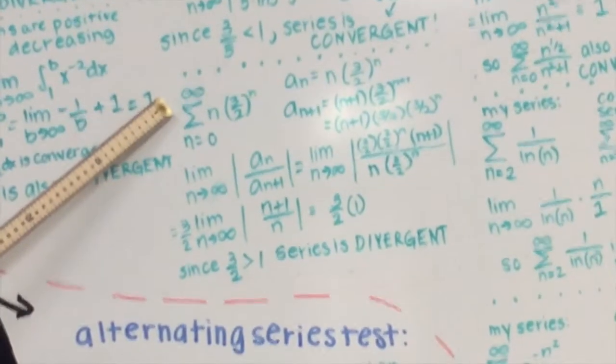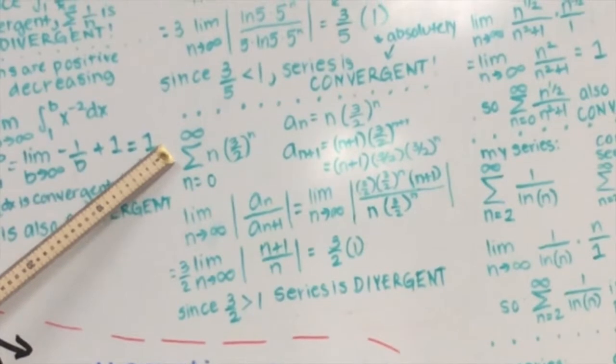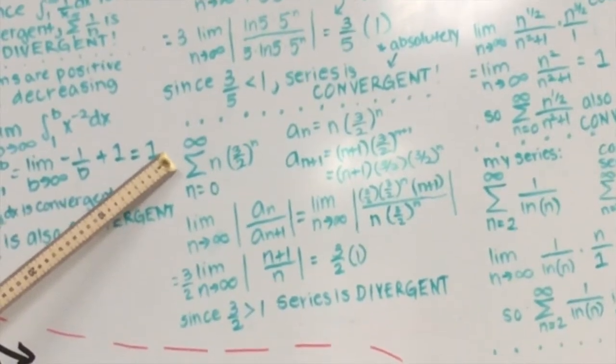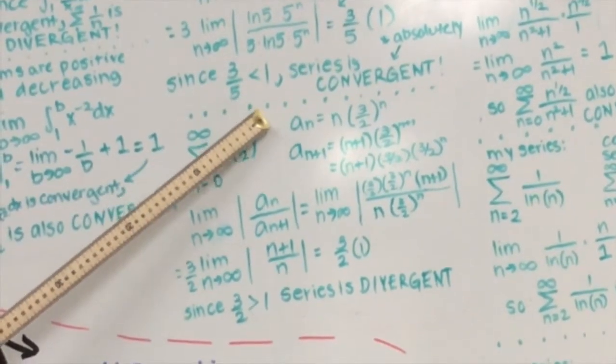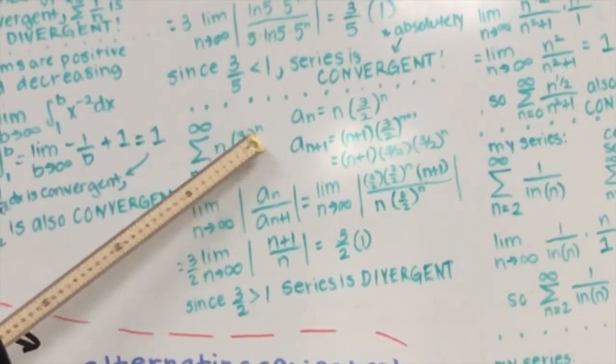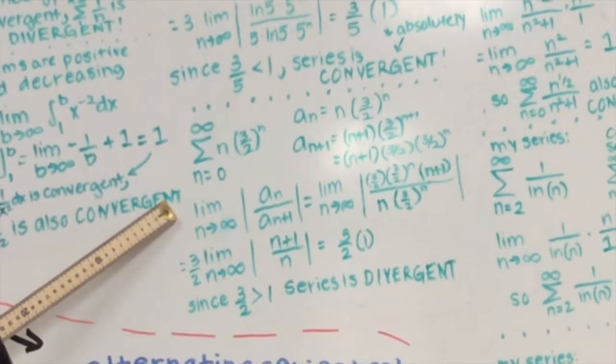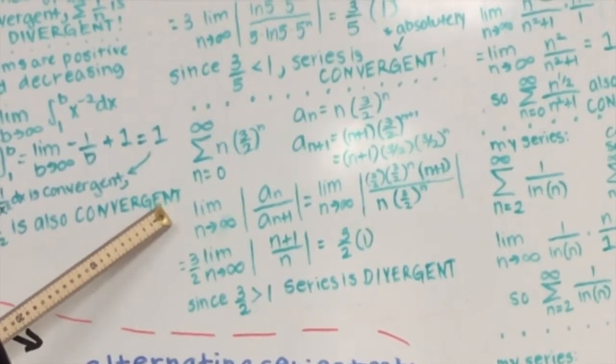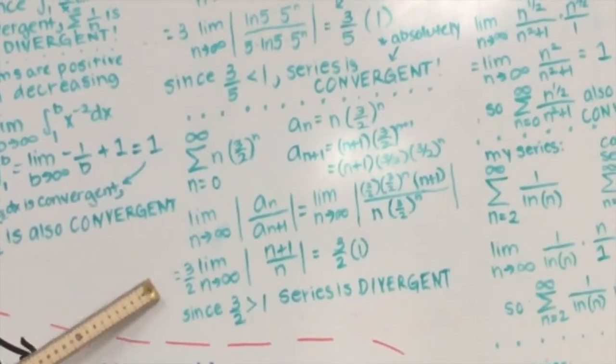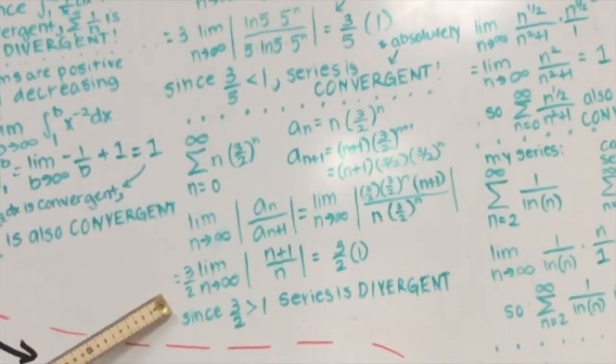For our next example, we have the series of n times (3/2) to the n. From this series, we can find a sub n and a sub n plus 1 and the limit as n goes to infinity of a sub n plus 1 over a sub n. Since the limit equals 3/2 and 3/2 is greater than 1, the series is divergent.